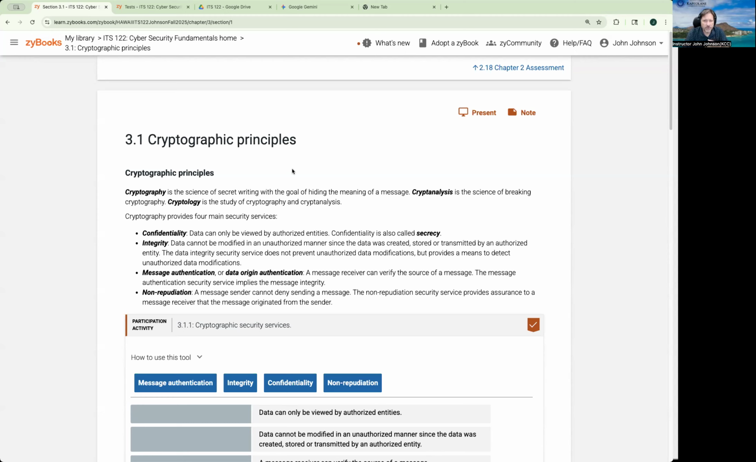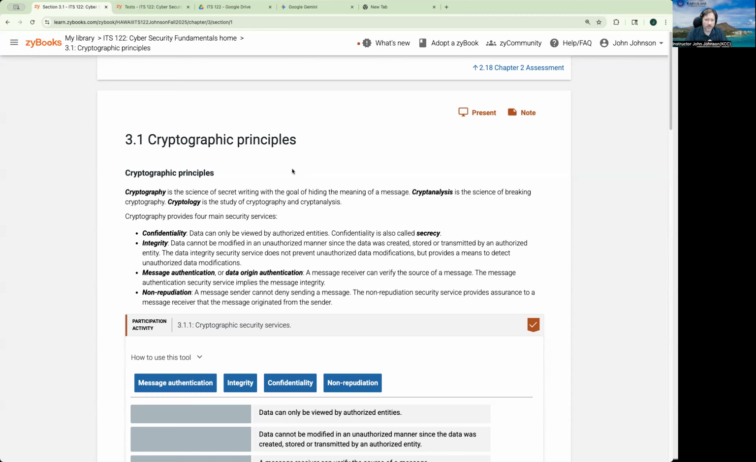We've got three different definitions here. One is cryptography, the science of secret writing with the goal of hiding the meaning of a message. So essentially, you want to take a message and hide it so that somebody can't read it. Cryptoanalysis is the other side of it. That's basically the science of breaking cryptography. So you've got the side that's trying to obfuscate the message and make it unreadable, and the other side that's trying to figure out what it is. And then cryptology is the study of both of those sides, the cryptography and the cryptoanalysis.